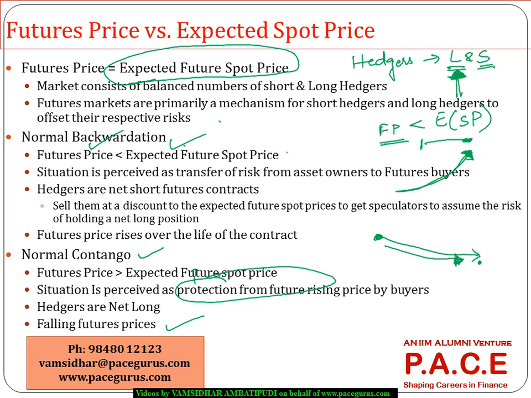So whenever you have more of short hedging positions compared to long hedging, we see that the market is in a normal backwardation, and whenever we are seeing more of a long hedge compared to a short hedge, we see that the market is in a normal contango. So this kind of base understanding we need to have looking at futures price vis-a-vis the expected spot. When you have more or less equal number of long and short hedges, we can make an assumption that the futures price is a good reflection of the expected spot price.